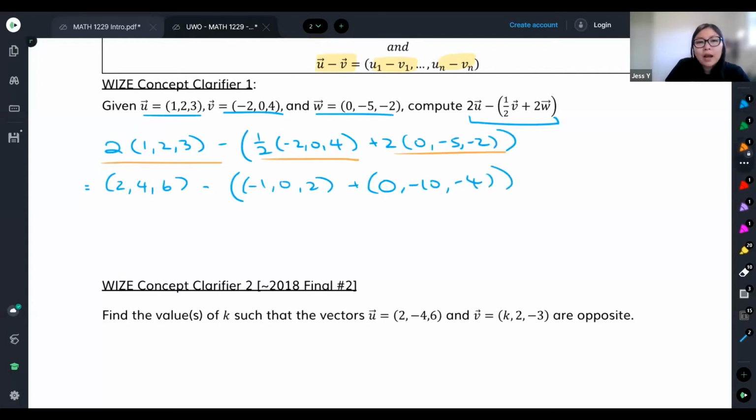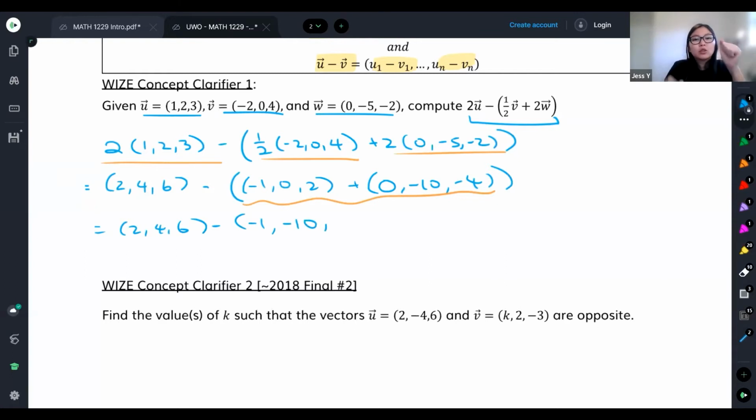Now when you see a bracket, you got to deal with the bracket first. So don't do the subtraction yet. Leave the 2, 4, 6 outside. Subtract, or adding these 2 vectors here. -1 plus 0 is -1. 0 plus the -10 is -10. And then 2 plus the -4, that gives you -2.